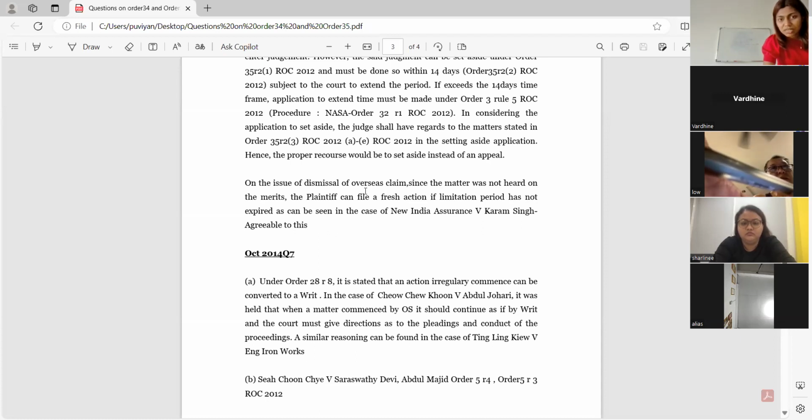Since the matter was not heard, the plaintiff can file a fresh action if within the limitation period. The limitation period has not expired. I'm not sure what case you all are having, but this is one case on point that you can see.